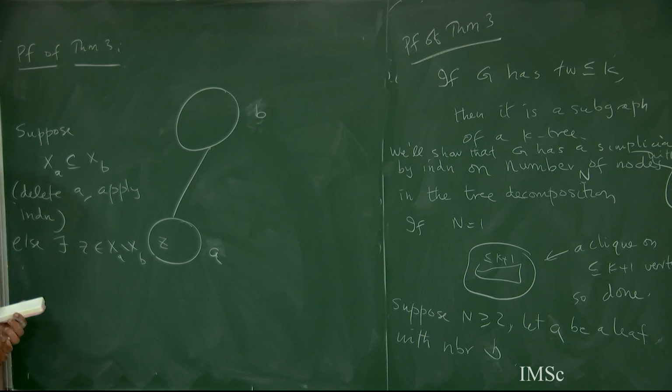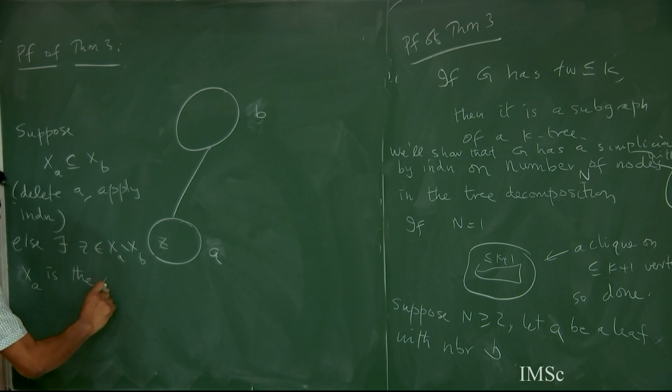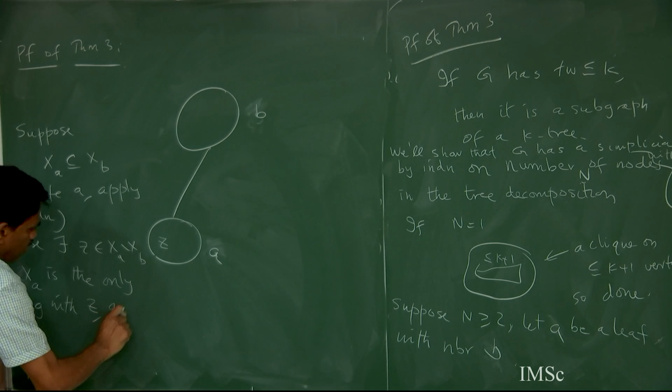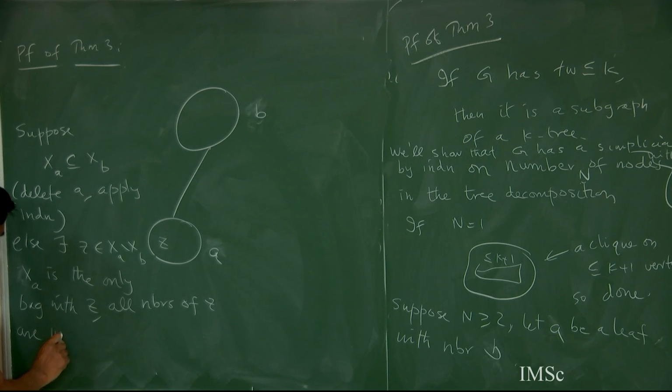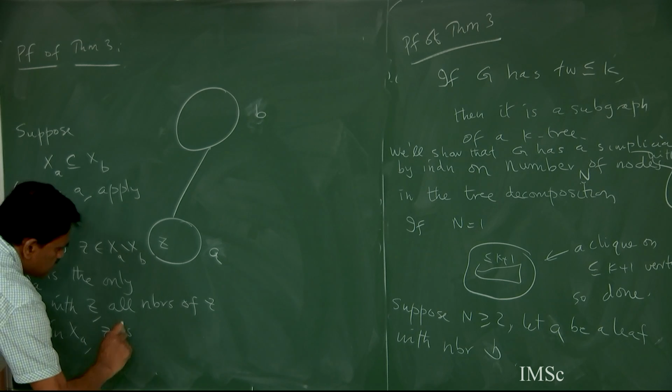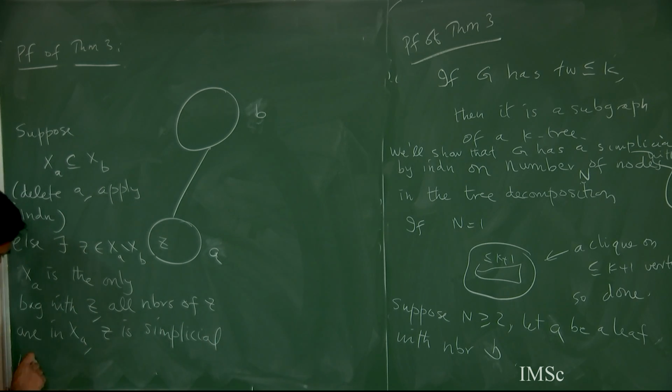So all neighbors of z must be here. This bag is of size at most K plus 1. We have made every bag a clique. So z is simplicial, right? X_A is the only bag containing z, all neighbors of z are in X_A, so z is simplicial with number of predecessors at most K.